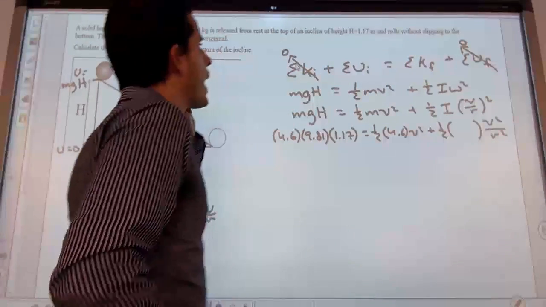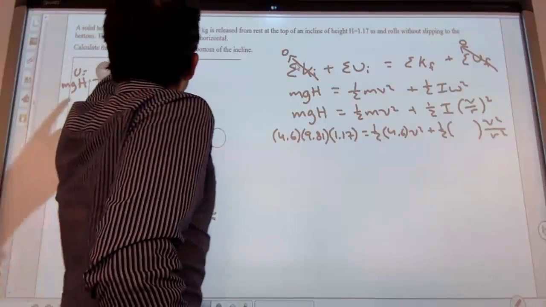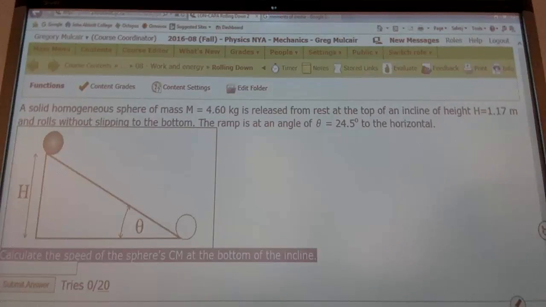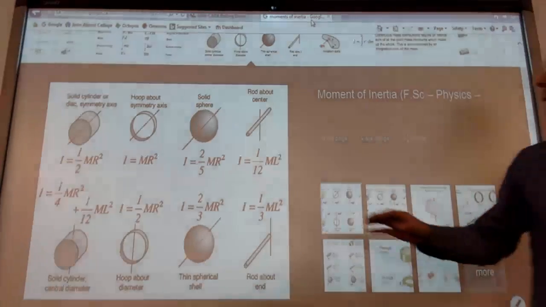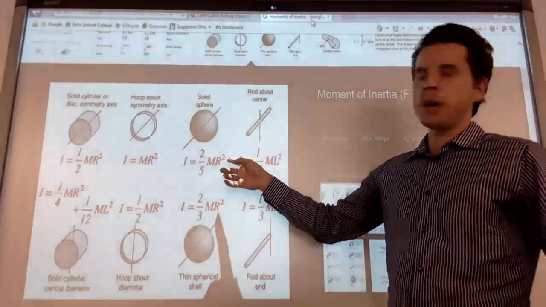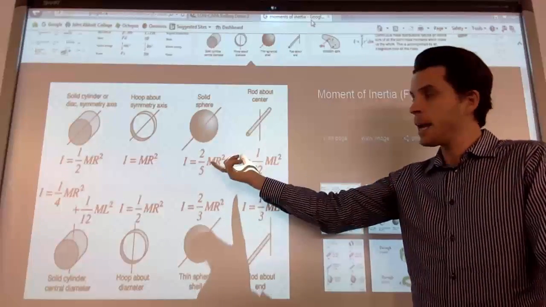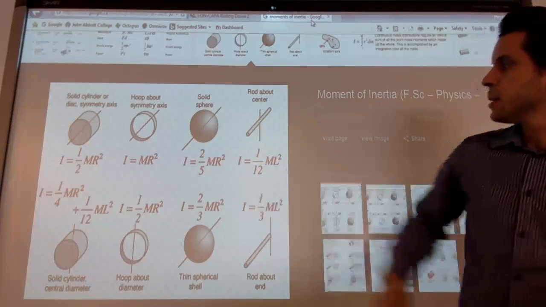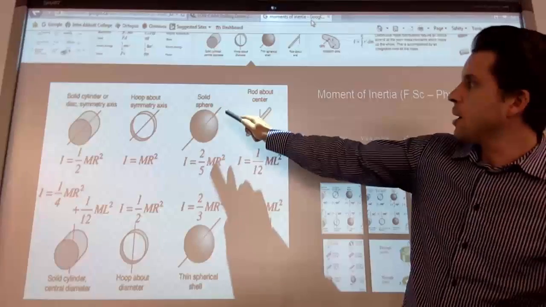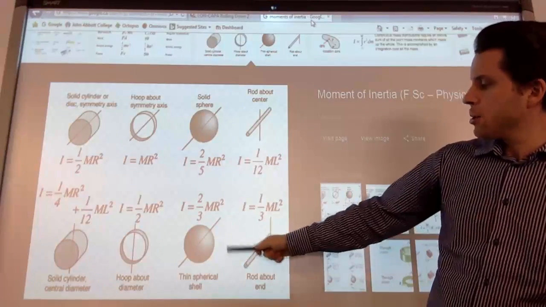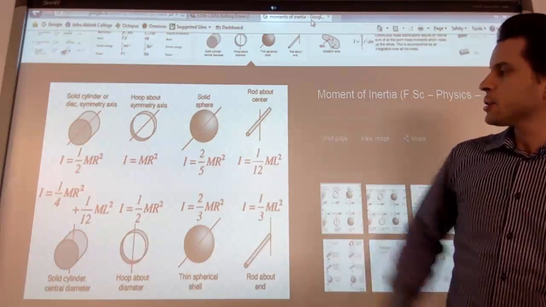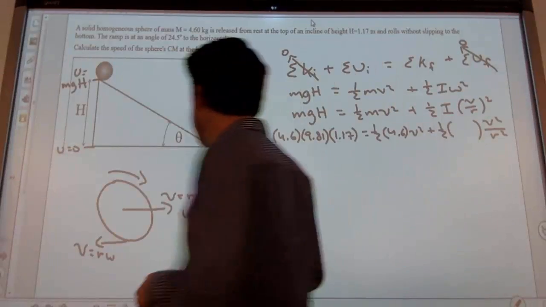Let's solve for the I. The I is a solid homogeneous sphere. You could always Google it, and you would find that a solid sphere is 2/5 mr squared. If this was on a test, you'd be given that equation. You can also look in your textbook, but you don't have to memorize these. So 2/5 mr squared because it's a solid sphere. If it was hollow, you'd use the thin spherical shell. So 2/5 mr squared is what our I is.